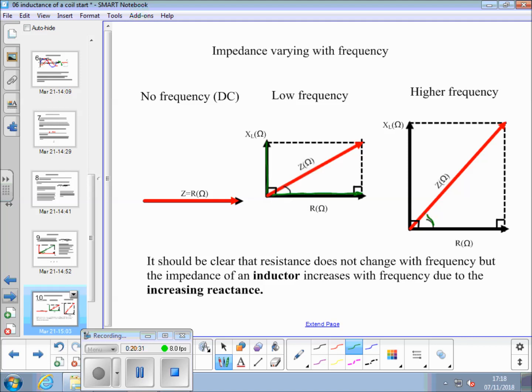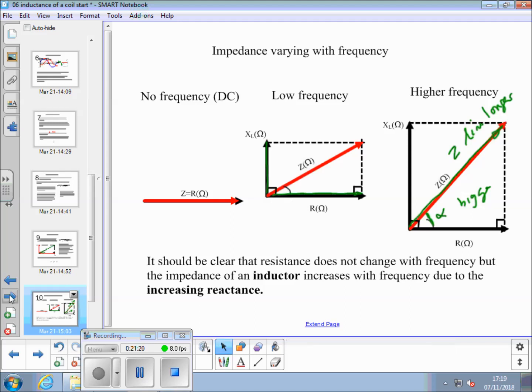Therefore, this angle must have increased, alpha is bigger, and this Z line is longer. So the impedance has increased. There's a phase angle change and the current will get reduced. So as we increase frequency in an AC inductor, the overall impedance is going to increase. If we decrease frequency, overall impedance is going to go down.